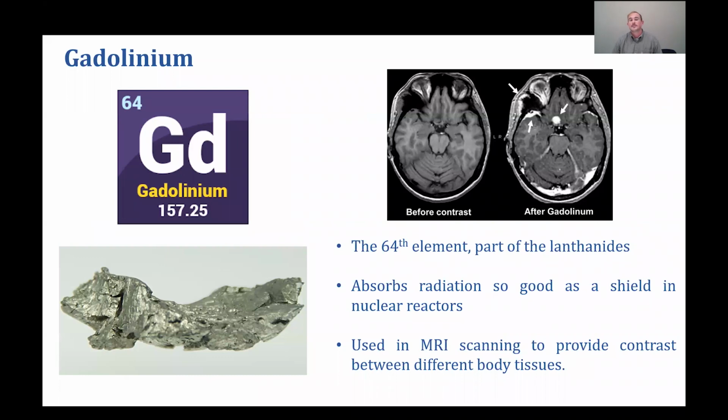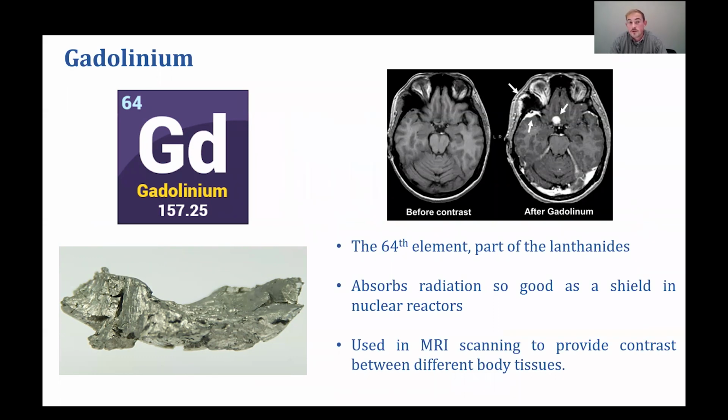Here's an element you might not have come across, gadolinium. That's right down the bottom of your periodic table, Gd. Gadolinium, a bit of a rogue one, part of the lanthanides. You don't really talk about it much, but it's really good at absorbing radiation. So they use it in nuclear reactors to shield people. But in medicine, it's used as something called a contrast agent for MRI scanning.